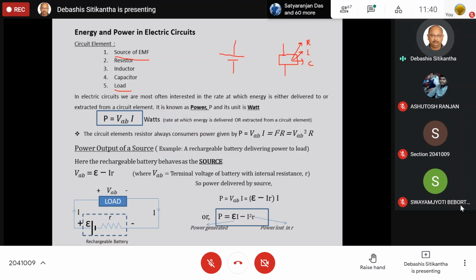Similarly, what is the energy given by the source? It is nothing but the power which is generated or developed by this EMF source over a period of time. So at least we got the idea that energy and power are related to each other. Now, how is it related? In electric circuits, most of the time we are interested in measuring the power.